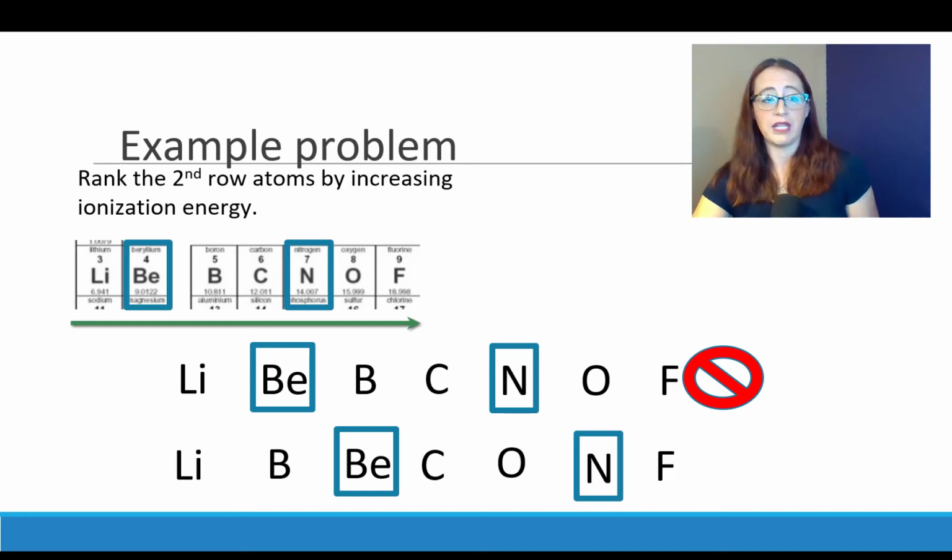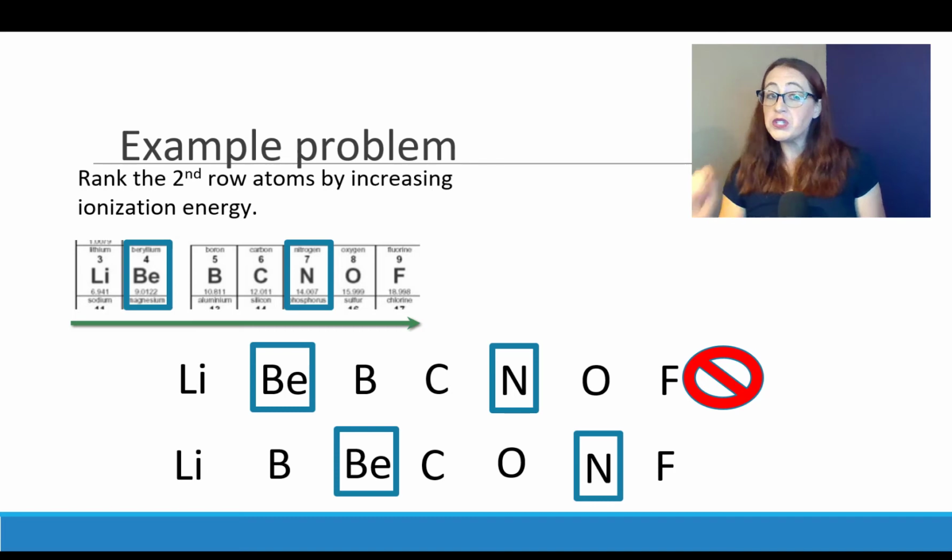A good take-home example at this point would be to do the exact same thing that we just did here for the second row atoms. Do the same thing for the third row atoms, okay? And then check yourself by looking up the values.